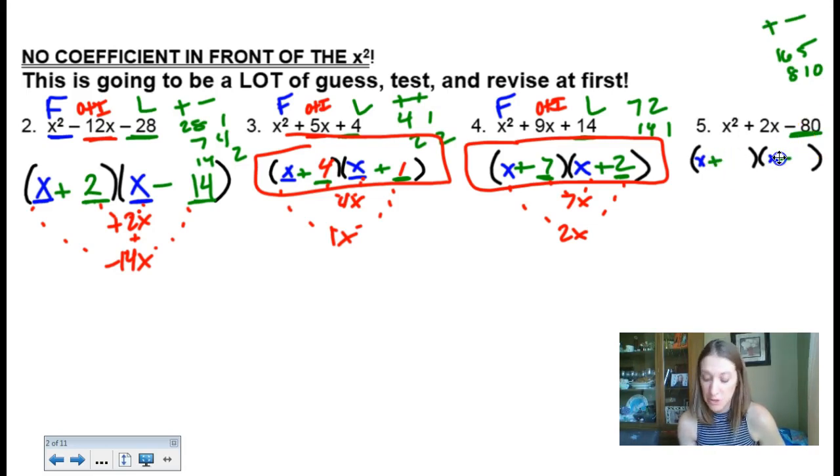There are other factors, by the way, but I'm going to stop because I already see the answer. What if I did a positive 10 and a negative 8? That becomes negative 8x on the outside arch and positive 10x on the inside arch, which add up to 2x in the middle, which is what I needed. So here's my factorization.